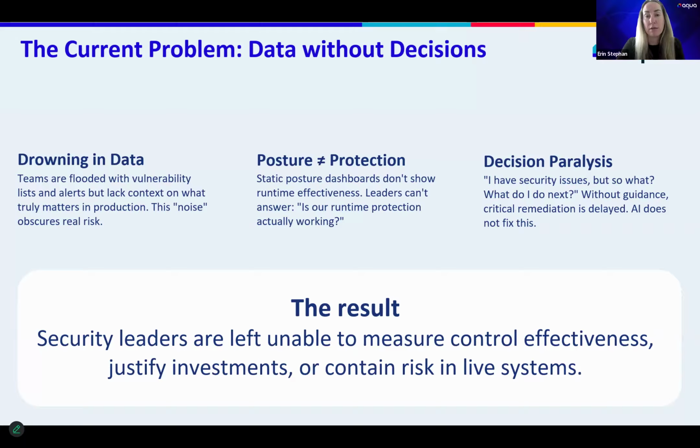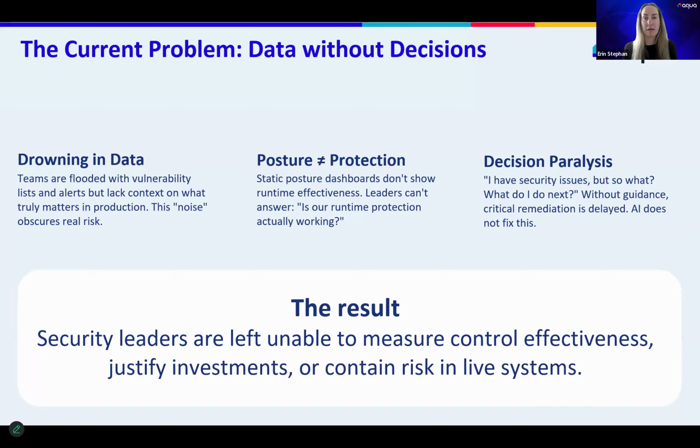And what we know and where the industry has continued to evolve is posture management does not equal protection. Static dashboards are not going to show the effectiveness for how we are protecting our live applications in runtime. And what this leads to is, our leaders cannot simply answer, are the protections that we have in place, or what we're doing to protect our running workloads, is it actually working? And we end up in this situation where we have complete analysis paralysis, right? Decision paralysis, where we have security issues, but what should we do?